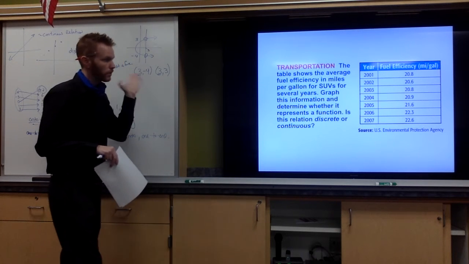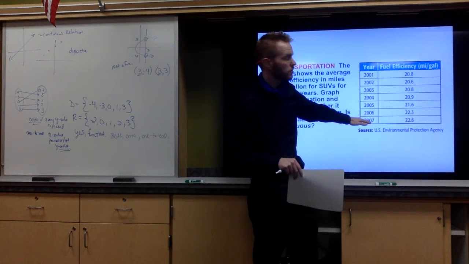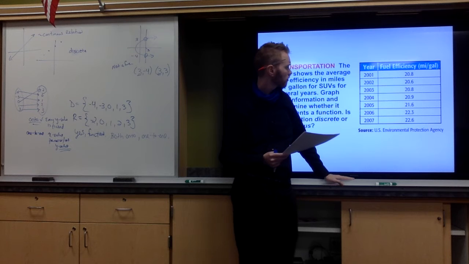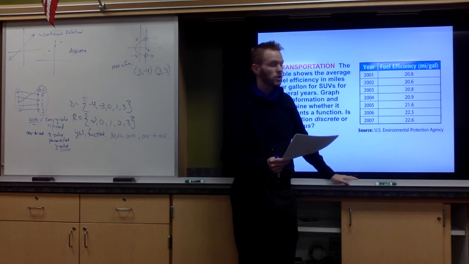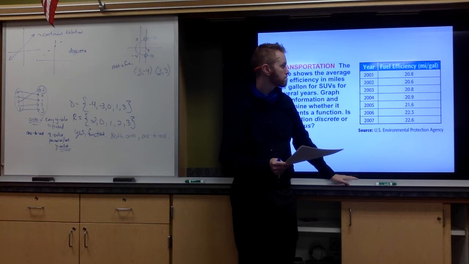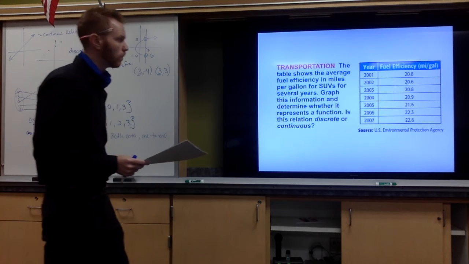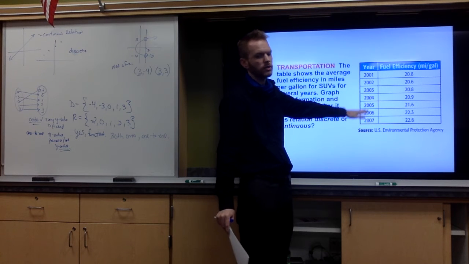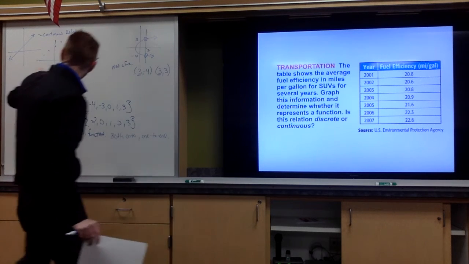First off, is this even a function? Well, my inputs are the years. My output is the fuel efficiency, right? If I take a look at this, notice 2001, 2, all the way to 7. Do you see any of those years being duplicated? No. So it's a function then. I don't have to worry about that. Is this relation discrete or continuous? Well, right now, we just have data points. We don't have an equation that says a trajectory of where it's going to go. So this is discrete. It's not like a line.